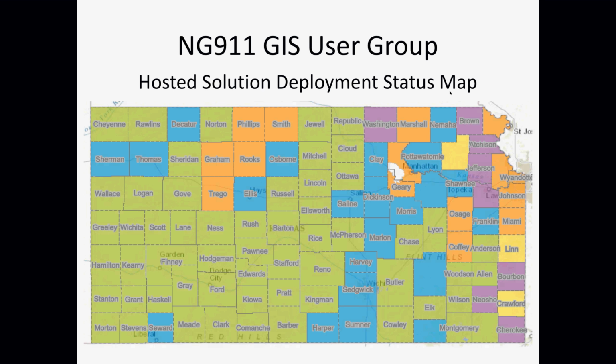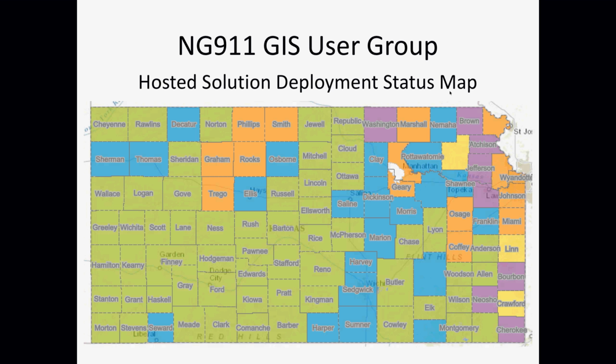As you can see, the state is turning green. So every county on this map that is green is currently cut over and live on the hosted solution. They are using the GIS data submissions every day. In their template, they can see their own address points, but each template also has statewide road centerline files. So even if you're not on the system now, or maybe it won't be anytime soon, the statewide data is being used, and it's been very valuable and very well received throughout the state.